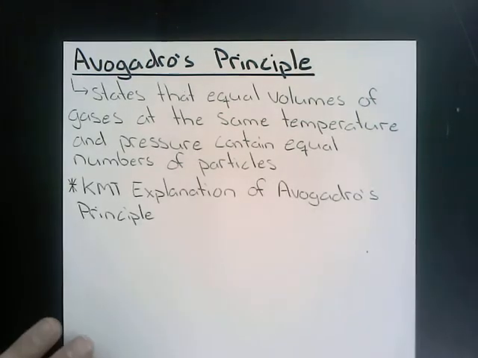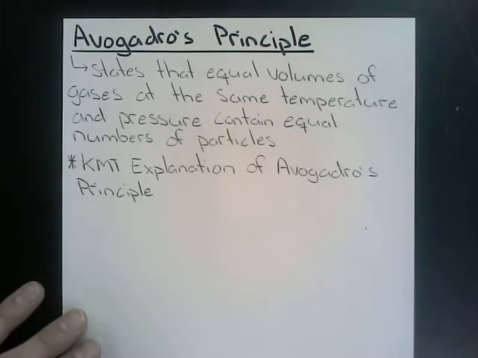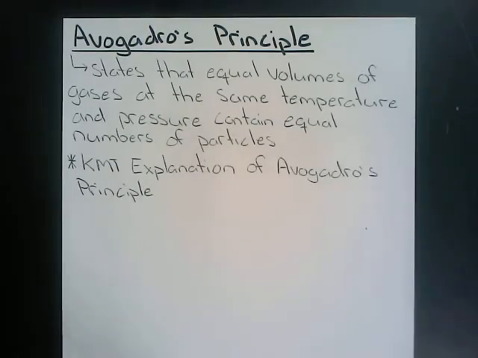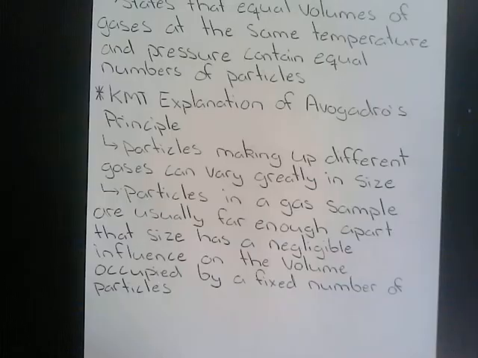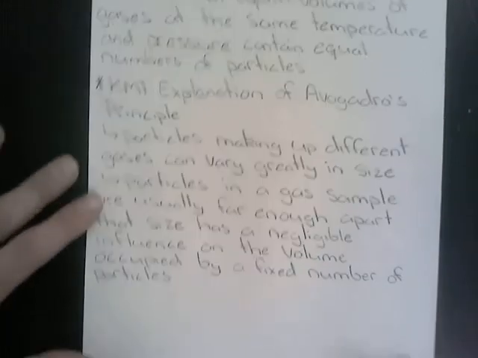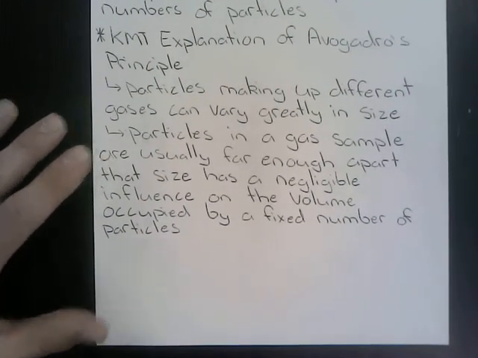So if we have particles that are made up of different gases, they can vary greatly in size. And we also have to remember that particles in a gas sample are usually far enough apart that the size of those particles has very little or a negligible influence on the volume occupied by a fixed number of particles. Okay, so after these last two statements, you may be scratching your head about what this actually means.